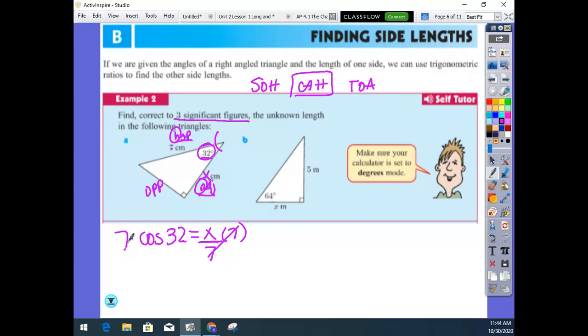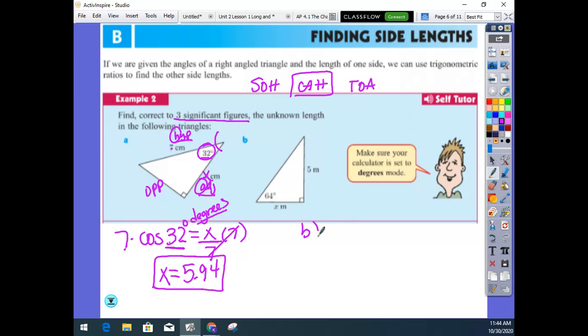Then I'm going to take 7 times cosine 32 in the calculator, and you should get 5.94. If you do not get this answer, check the mode on your calculator, one of those top buttons next to the blue second sign. Push mode. Because this is 32 degrees, you have to make sure your calculator knows you're entering a degree value. So degrees needs to be highlighted in order to get this answer.